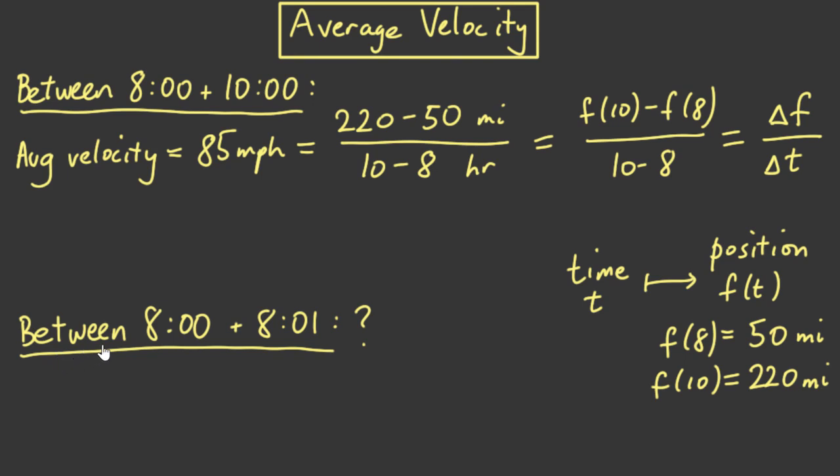Now, we wanted to talk about 8:01. So in order to do that, I need to tell you the position of the car at 8:01. And in our notation, that's going to be f of 8 plus 1 over 60. So that's 8 and 1/60th hours. And let's say that the car was at mile marker 51 at that moment. So given that information, what would you say is the average velocity of the car between 8 o'clock and 8:01? Why don't you think about that, and then we'll come back and discuss some more.